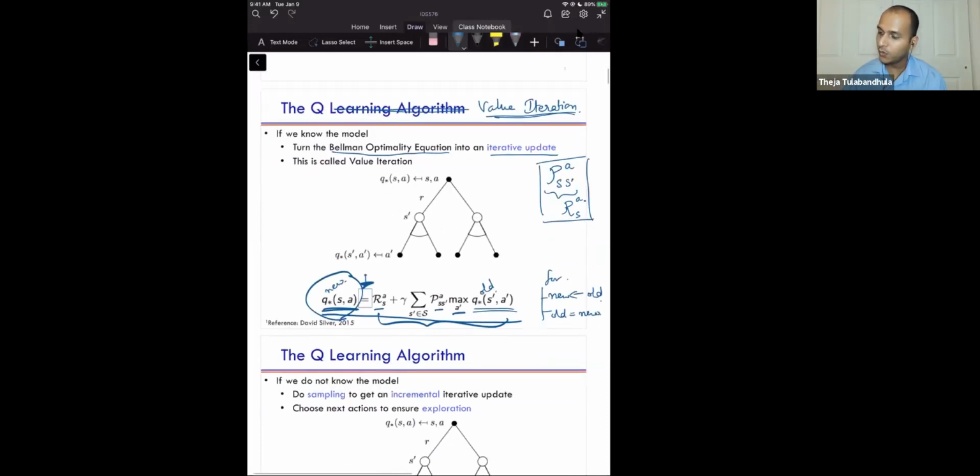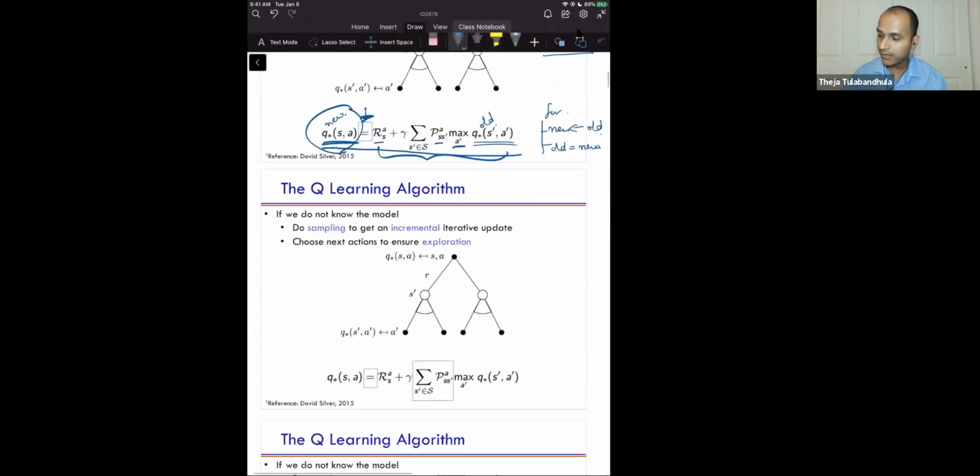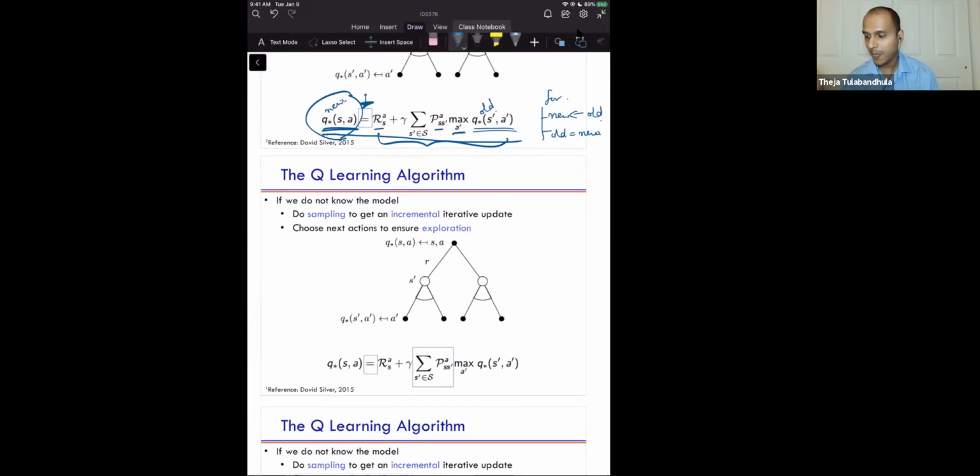So given Q value iteration, the intuition behind Q value iteration, which is this changing of an equality to an assignment and doing a for loop, iterative update, the Q learning algorithm does a couple of more changes. And those changes are necessary because, first of all, we don't have access to the model. So you want to deal with how we get away from not having a model.